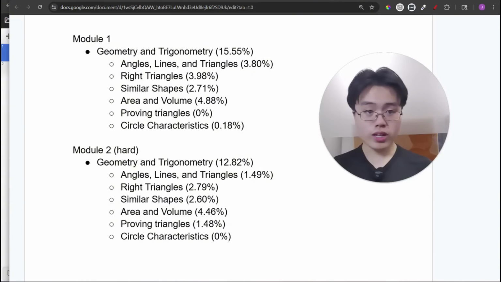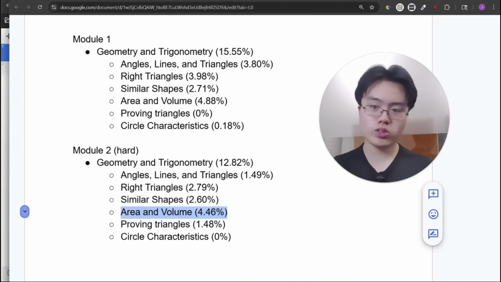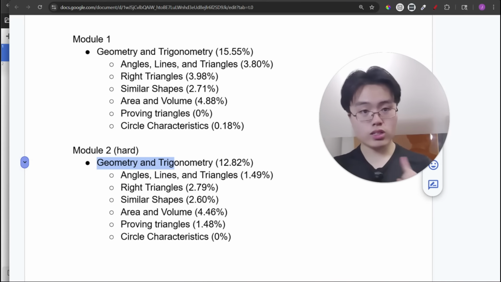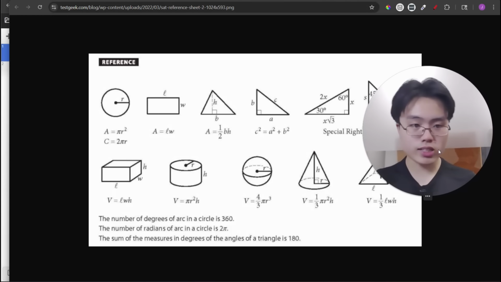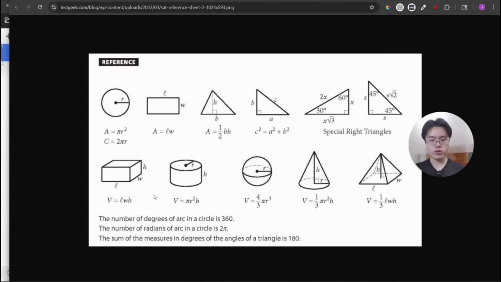Next, let's go over area and volume questions, which is actually the most common type of question in geometry and trig. So it's pretty important that you get good at this. Luckily, there is an SAT reference sheet that you get access to during the test that pretty much gives you all the formulas you need to know for area and volume.